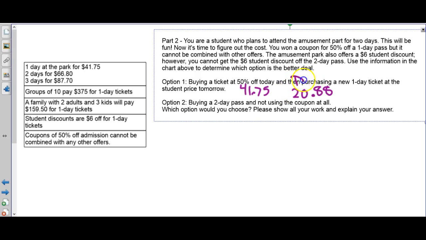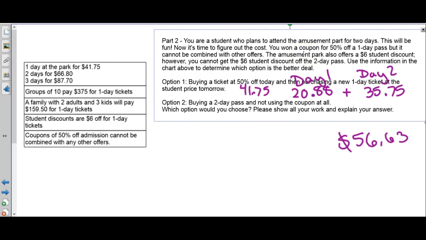So that would be day 1. Day 2, you have to purchase a ticket, but you can get the student discount, so you just minus 6. $41.75 minus 6 is $35.75. So then total would be both of those together. $20.88 plus $35.75 is $56.63. So that's if you use your half-off coupon and your student discount.